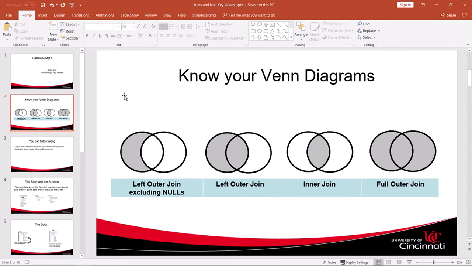The next three Venn diagrams illustrate three common types of joins that we write in SQL. A left outer join, which is all the records from one of the two tables being joined. An inner join, which is the intersection of two tables being joined, and a full outer join, which is all the records from all the tables being joined.